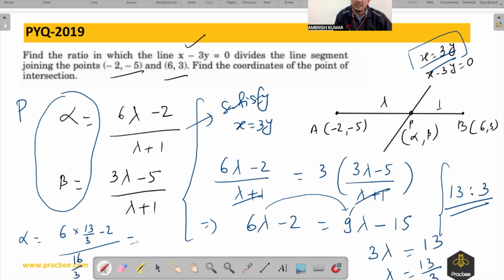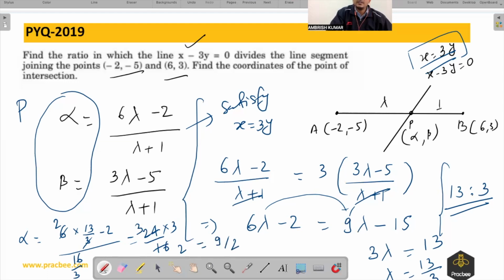So look what we get here. 3 times 2, 6. 13 into 2, 26 minus 2. 26 minus 2, 24 by 16 by 3, means into 3 by 16. 8 into 2, 8 into 3. So this is going to be 9 by 2.